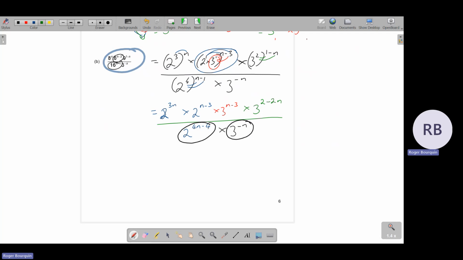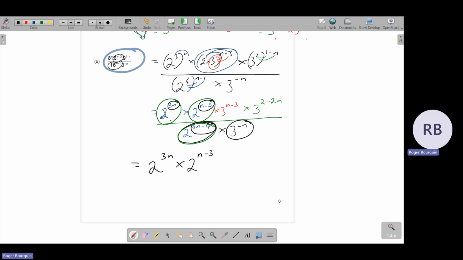And so what I'm going to do is look at all the base 2s. So there's a base 2, there's a base 2, here's a base 2, there's my 3 base 2s. And when you multiply them, you'll add the exponents. So it's going to be 2 to the, this is going to stay as 3n. This is going to stay as n minus 3 because it's still at the top. These are going to change signs.